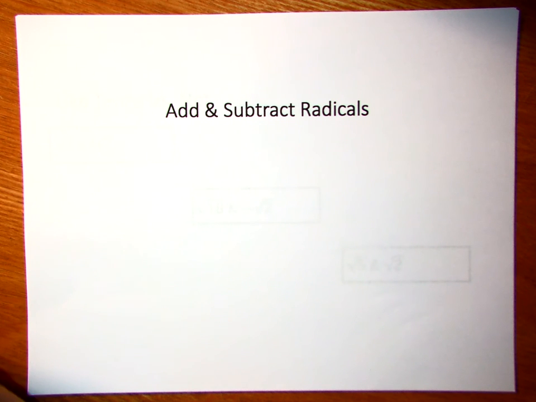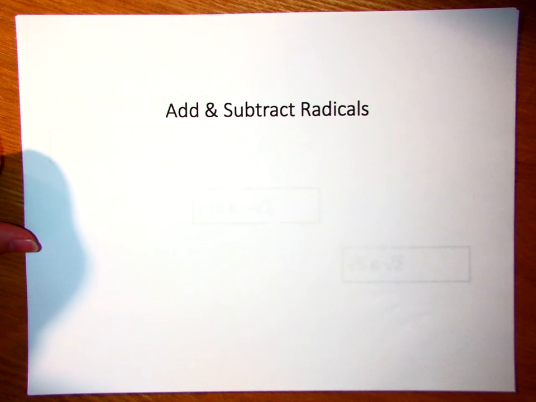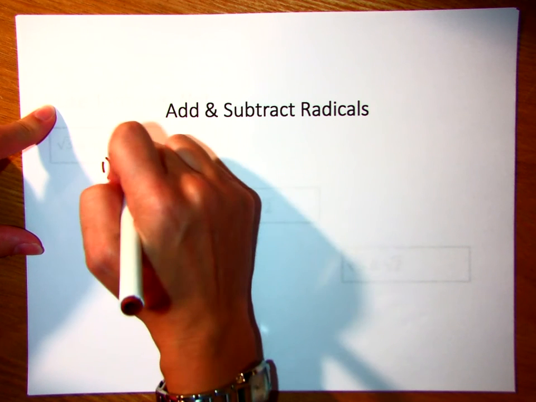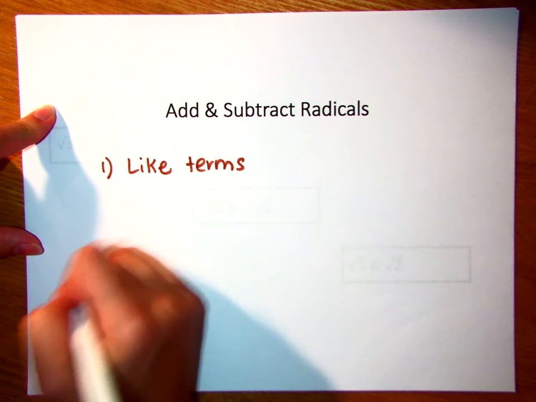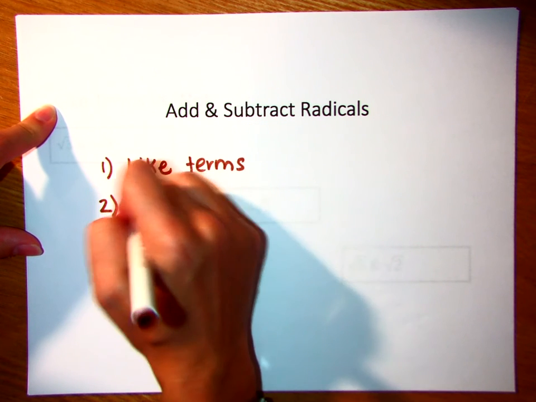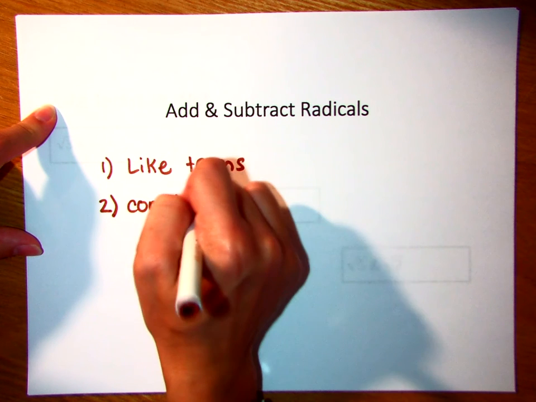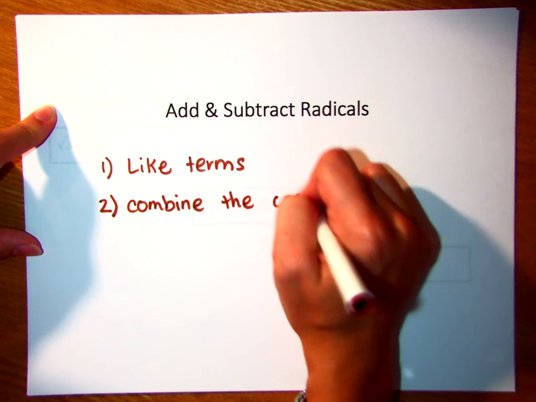This lesson is on adding and subtracting radicals. When you add and subtract radicals, you're going to first look for like terms. And then once you identify the terms that are like, you're going to combine them either by adding or subtracting. And the way you do that is you're going to combine the coefficients. So that means you're going to add or subtract the coefficients.